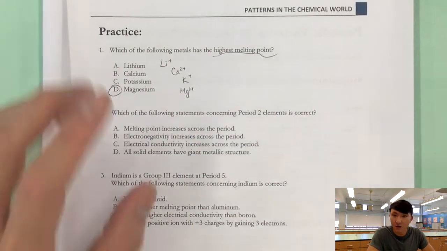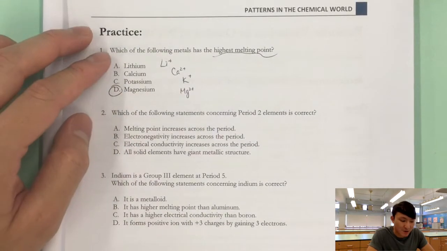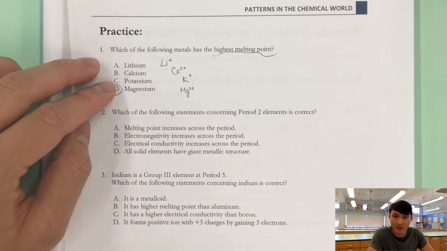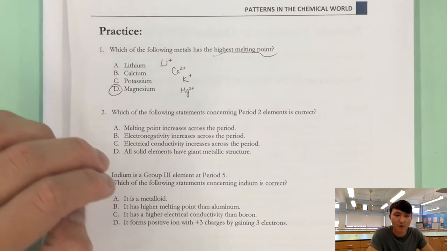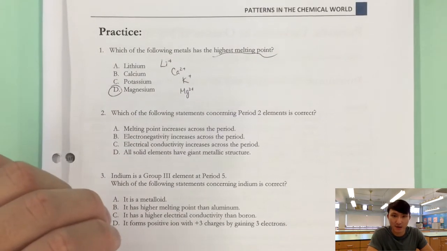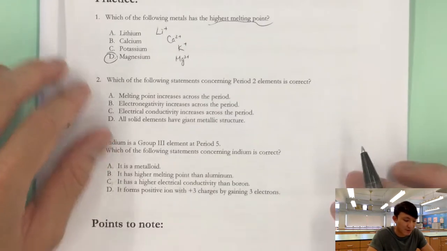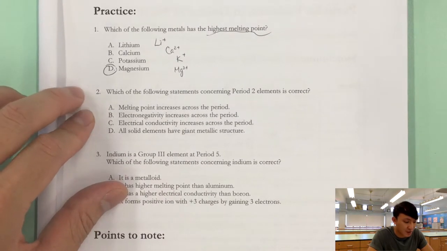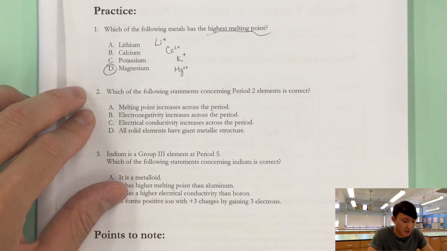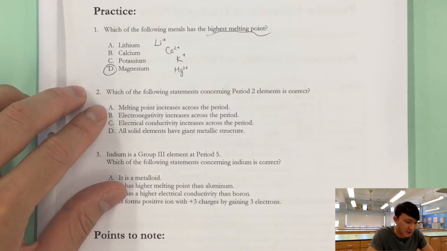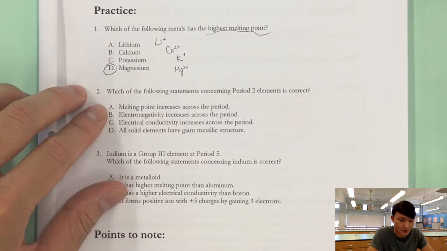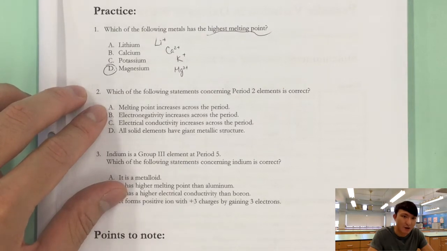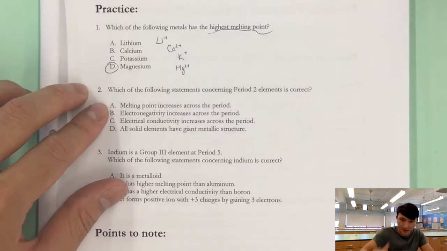You can also think about it this way. Both lithium and potassium are group 1 metals, and group 1 metals are known to have low melting points as metals, so this is not too difficult to deduce. Now question 2 here: which of the following statements concerning period 2 elements is correct? Melting point increases across the period, well, it should decrease, right? Or I would say it increases first and then decreases.